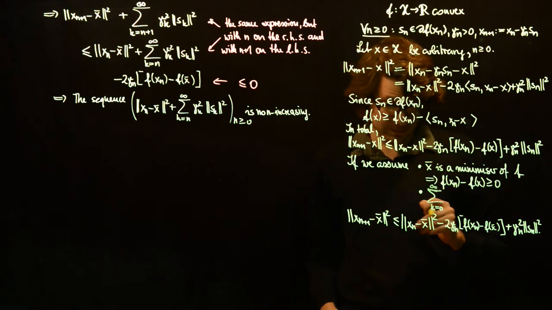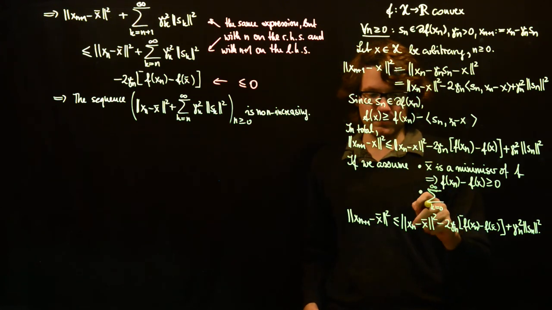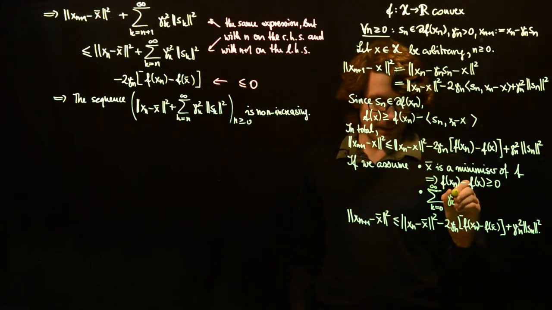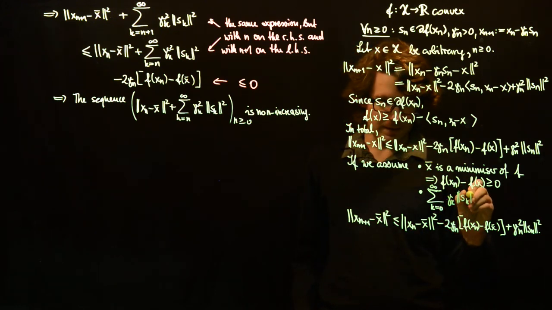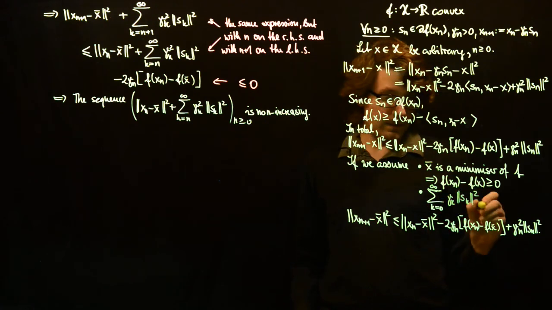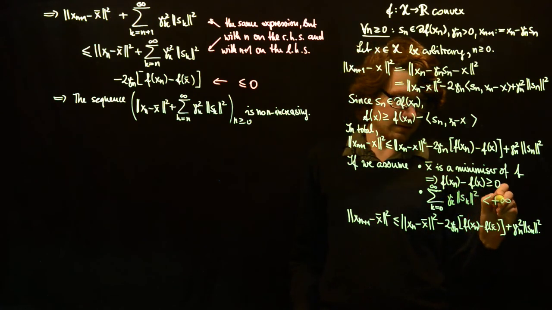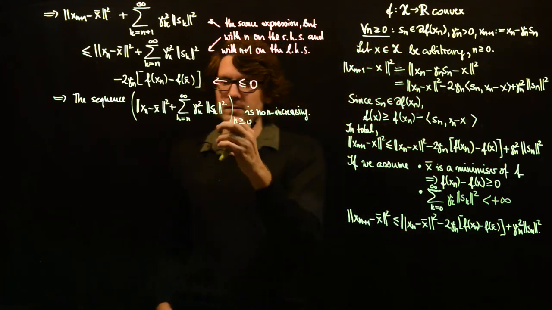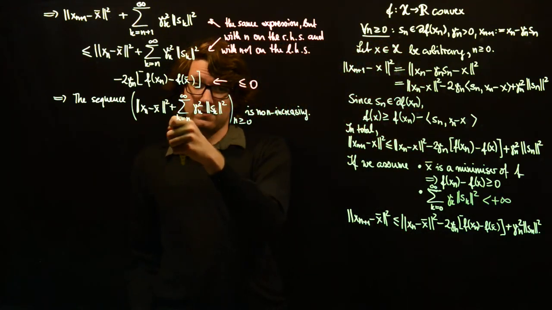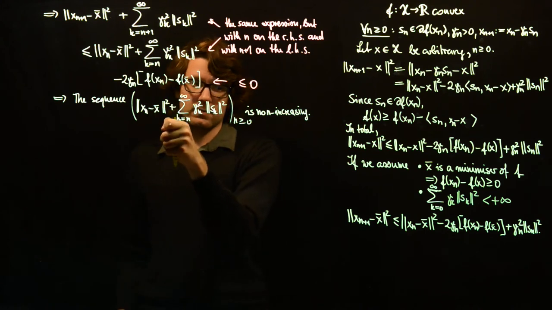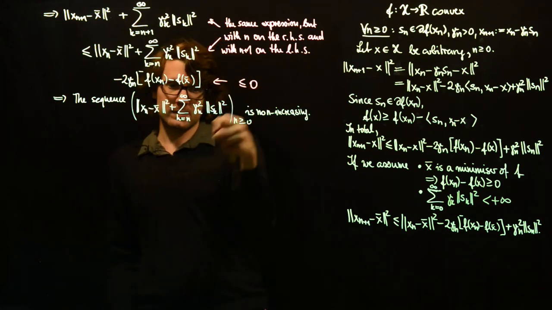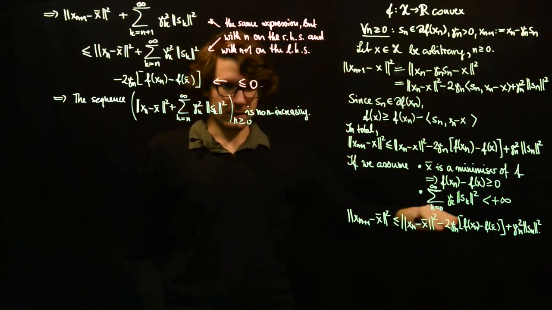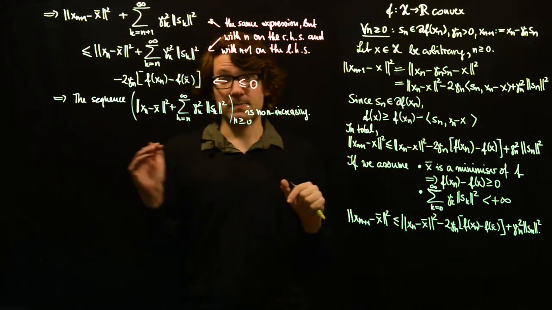Now I hope you see what I mean. The sum from k equals 0 to infinity of gamma k squared times the norm of sk squared needs to be less than plus infinity. Okay, so this makes sure that this is a real number, this is a real number. So the whole thing is a sequence of real numbers, and the whole thing is non-increasing. So it goes down and it is bounded from below.